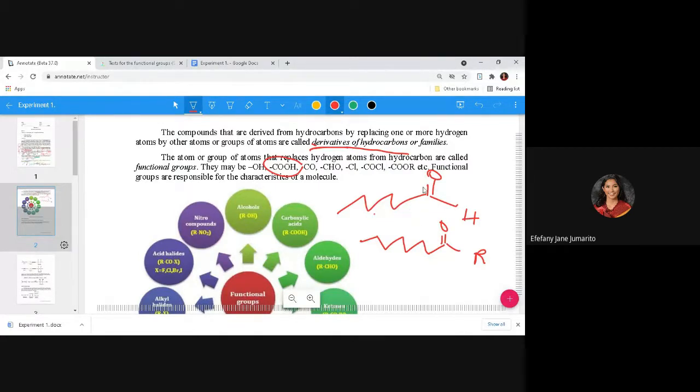Okay. So these are our functional groups, groups of atoms that replace hydrogen atoms from hydrocarbons. If we replace our hydrogen atoms with other groups, other families, we have OH, COOH, CO, CHO, Cl, COCl, COOR. So they are functional groups. The things that have functional groups are called derivatives of hydrocarbons.